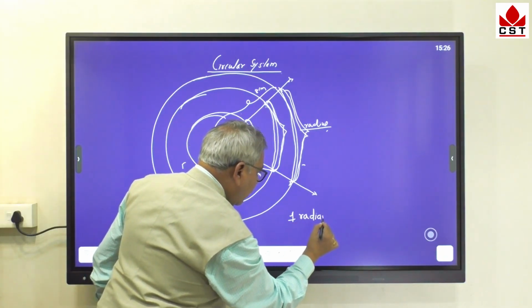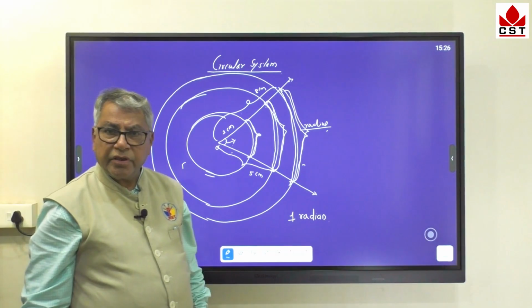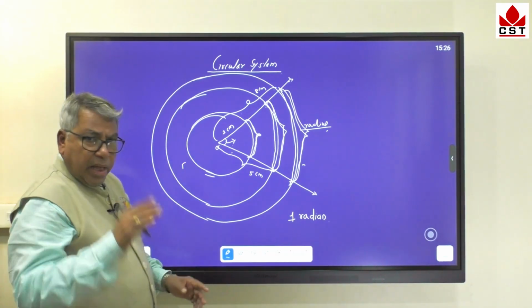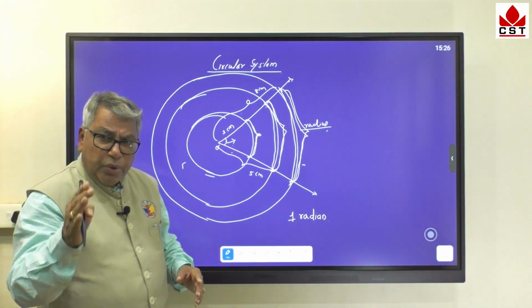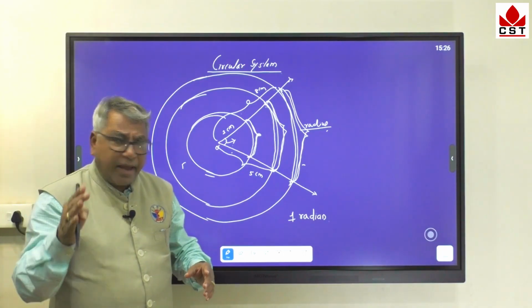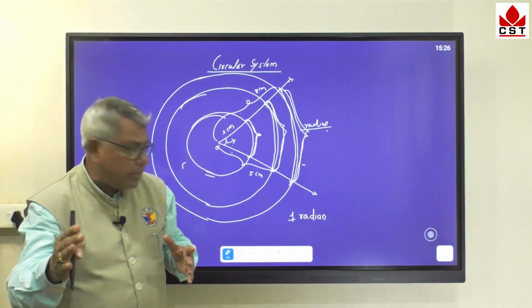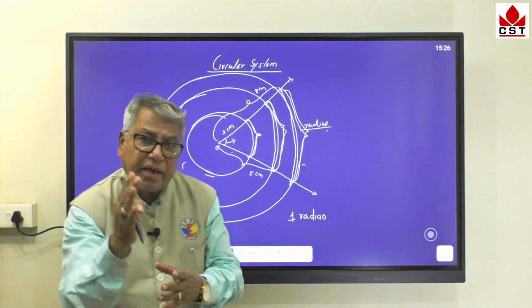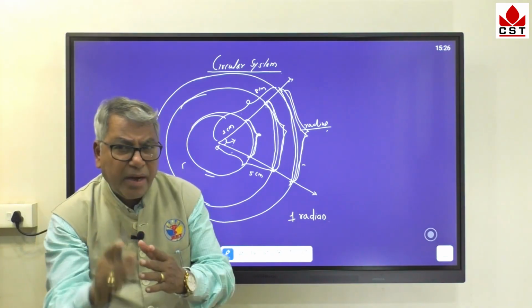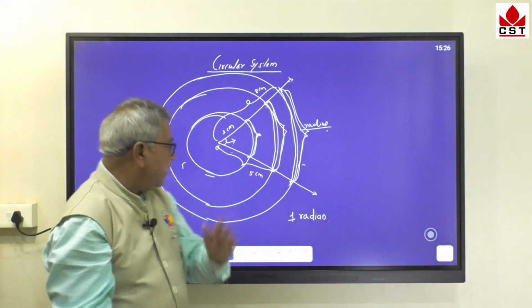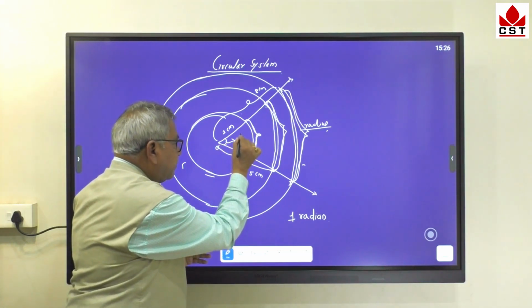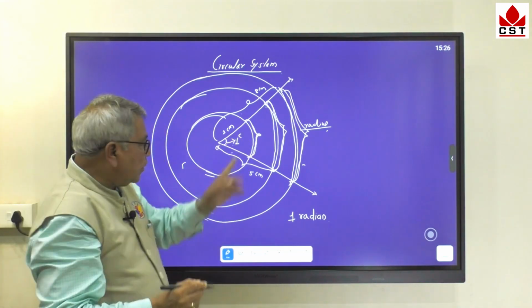This is called 1 radian. So, this is a unit for measuring the directed angle in a circular system known as 1 radian. What is 1 radian? See that, 1 radian, like this. That is the notation, 1 radian.